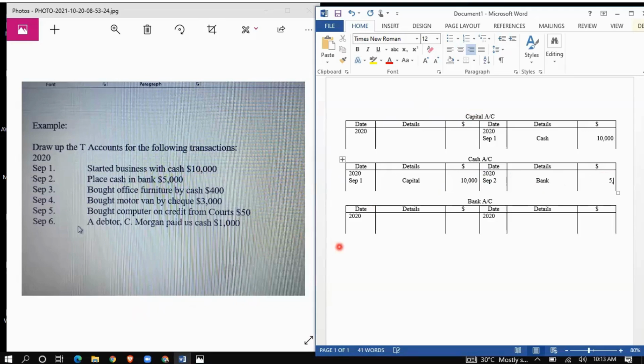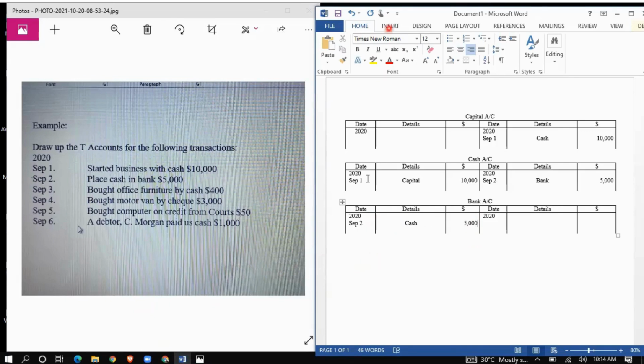How much money, class? $5,000. Okay. Let's go now into the bank account. Bank is an asset and bank is increasing. When an asset increases, what do we do? Debit. So we come in on the debit side now of the bank account, and we're going to write September 2. What will be the details now, gentlemen? Cash. Very good. How much money? $5,000.